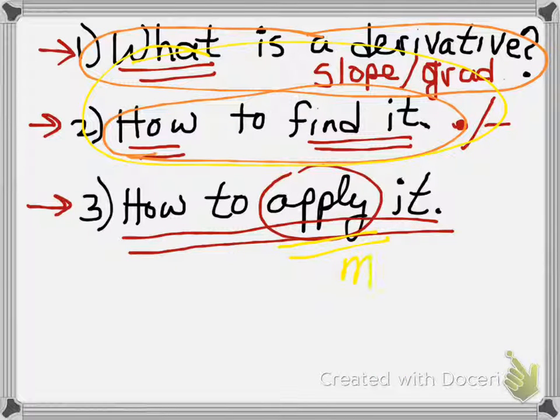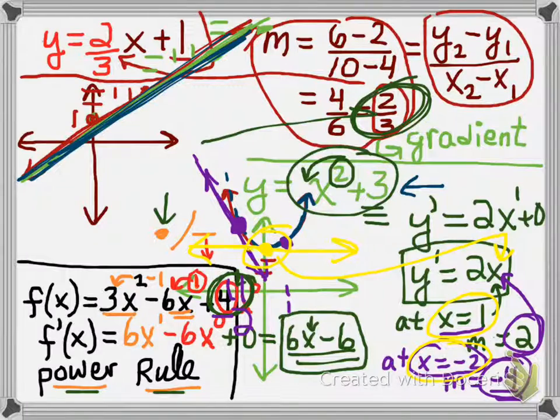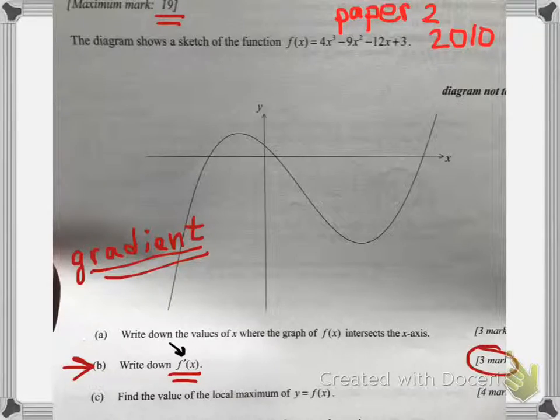So a max or min point has gradient of 0. Okay? That's because at a max and a min point, you have a peak or a valley, and if you draw a tangent line there, it's horizontal. Okay, let's go back to our questions here.